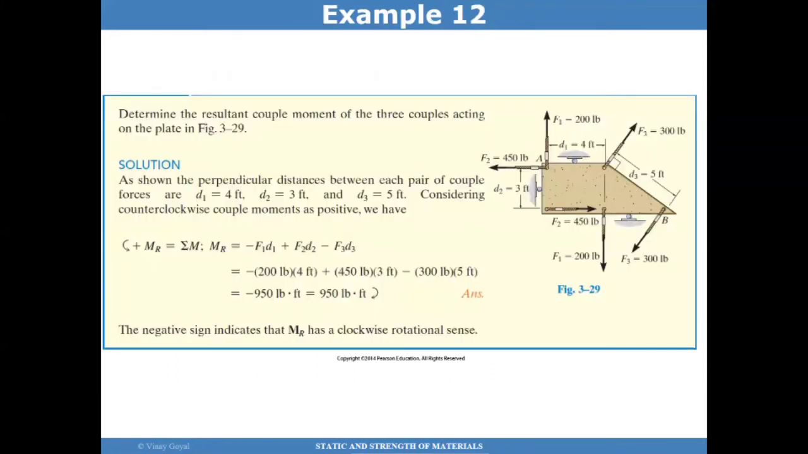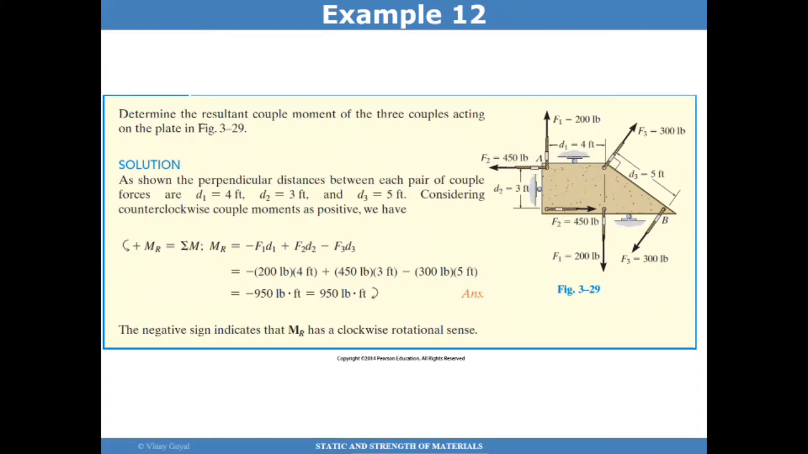Here are some examples we can go through. Here's example number 12. Determine the resultant couple of the three couples acting on the plate. So what is going on here? Very simply, what I can do is identify all the forces that are in the opposite direction and same magnitude, and then I can just calculate the moment due to these couples.